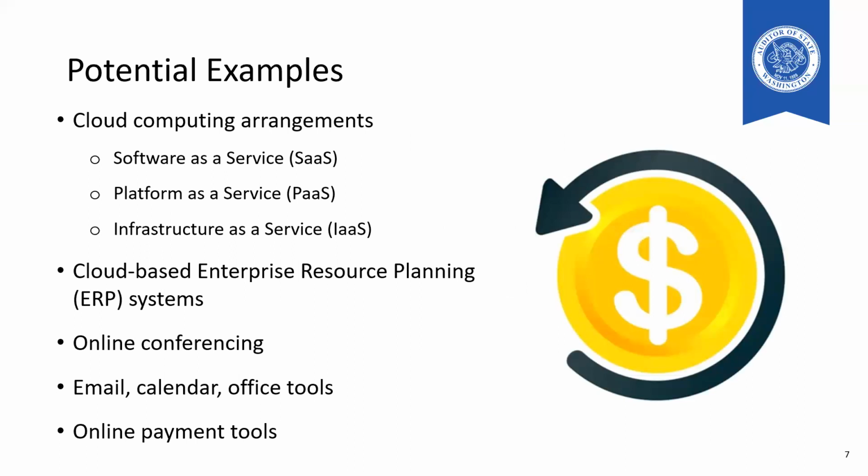So here are a few things to look at when you're trying to identify all of your SBITA contracts. Look at all of your cloud-based arrangements. That includes things like software as a service, platform as a service, and infrastructure as a service. I highly recommend involving your IT department in the process for identifying your SBITA contracts. You should also look at any cloud-based ERPs, other online items like conferencing, email, and payment tools.